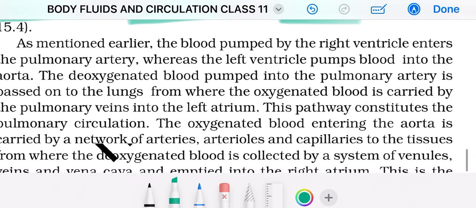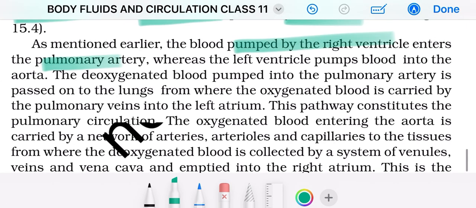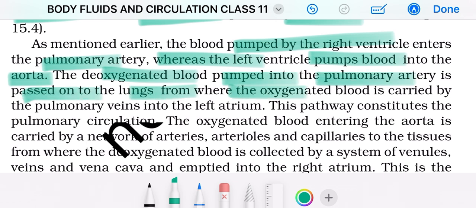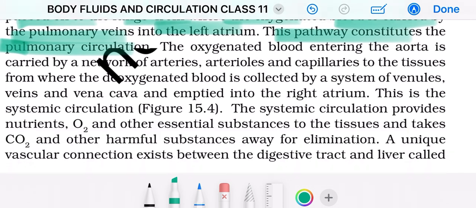As mentioned earlier, the blood pumped by the right ventricle enters the pulmonary artery, whereas the left ventricle pumps blood into the aorta. The deoxygenated blood pumped into the pulmonary artery is passed on to the lungs, from where the oxygenated blood is carried by pulmonary veins into the left atrium. This pathway constitutes the pulmonary circulation.